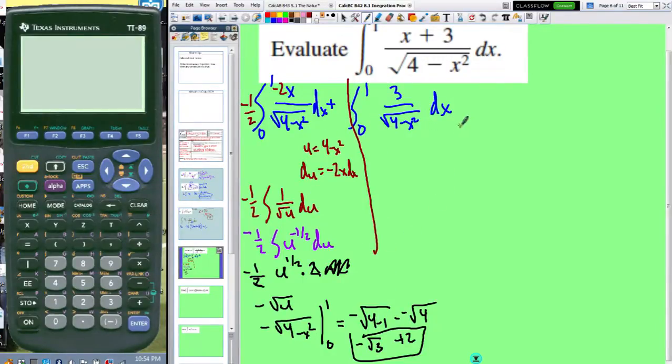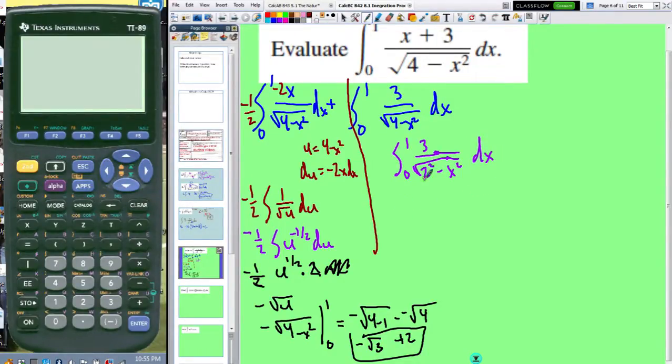Now let's go over to this problem. I have to make a little bit more room here. This problem right here, what does this look like? Well, I can rewrite that as the integral from 0 to 1 of 3 over the square root of 2 squared minus x squared dx.